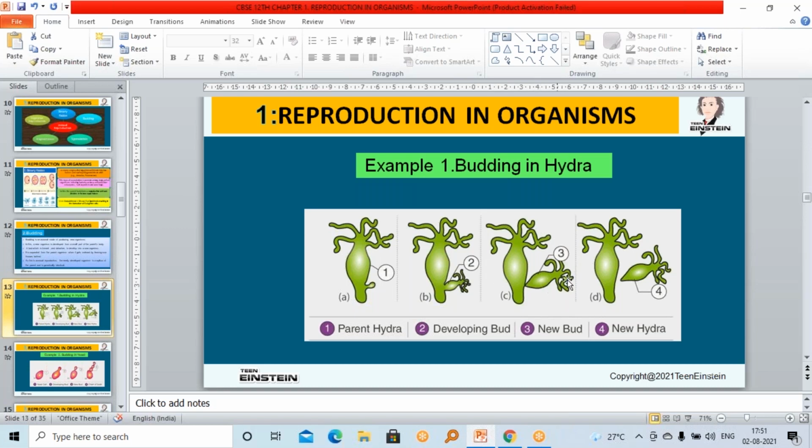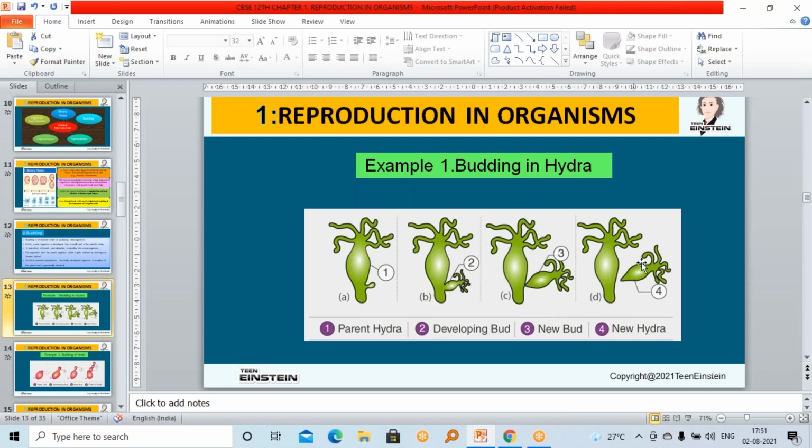First, the daughter nuclei will get produced through karyokinesis, and the new individual will get separated and form a new organism. So example for budding: hydra. This is budding in hydra.